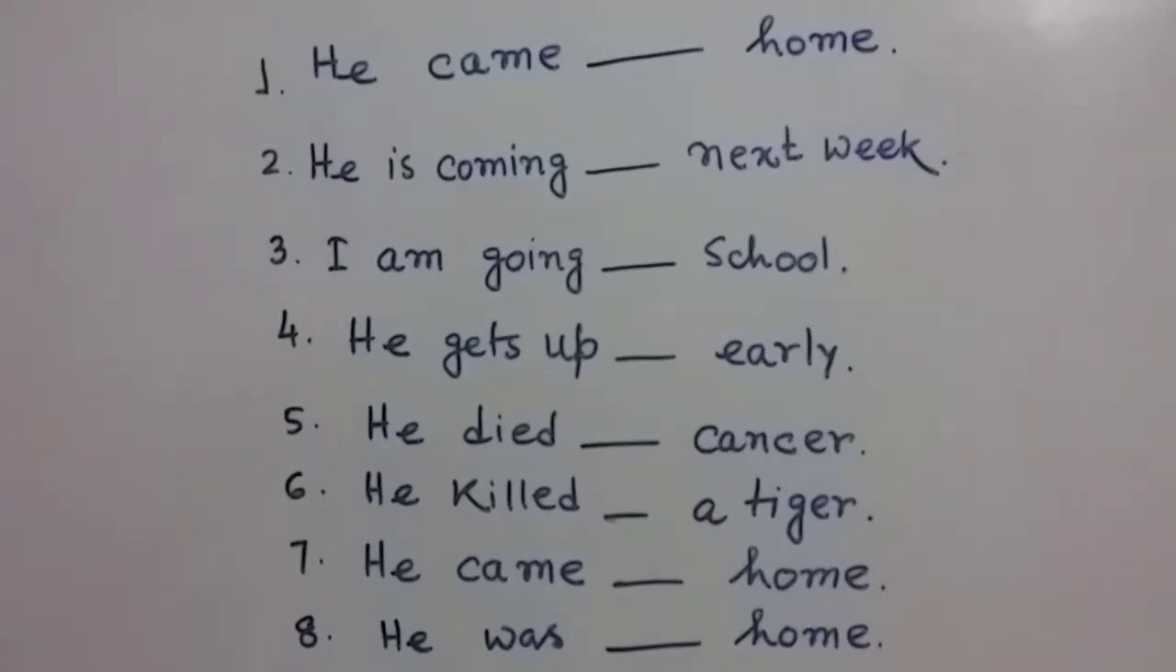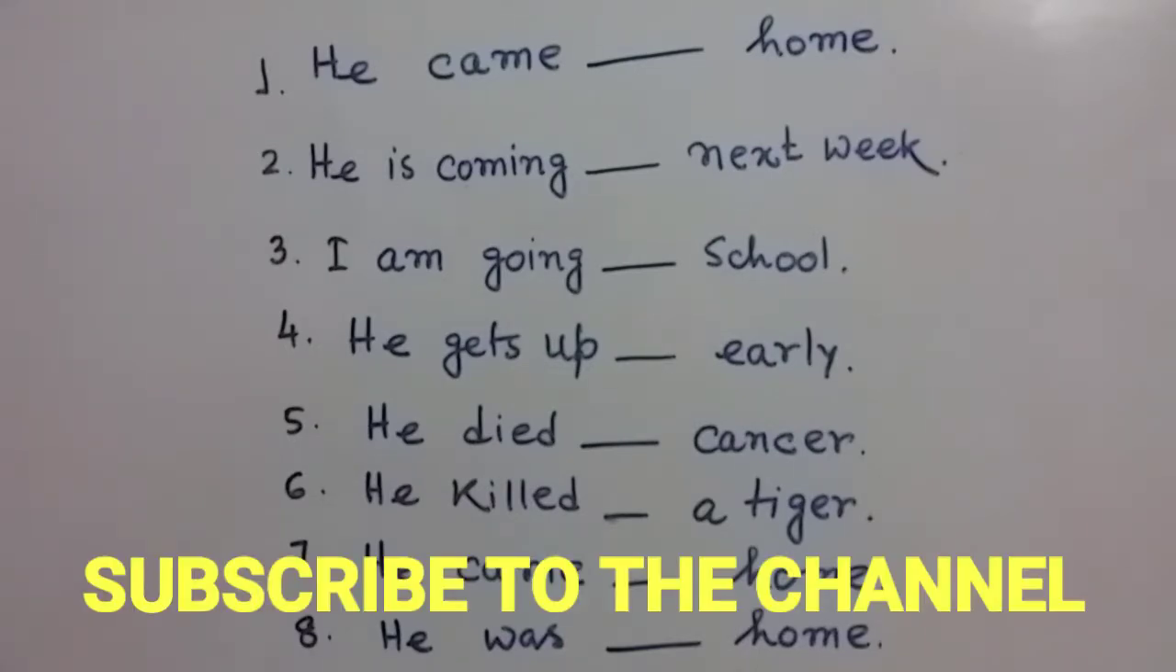Friends, today on this podcast we are going to discuss the usage of prepositions in English sentences. My dear friends, I have written here some examples, and you can see, first of all, I have written "He came, blank space, home." "He is coming, blank space, next week." In this way I have written 8 examples. You can look at this.